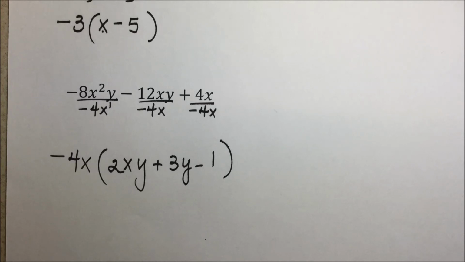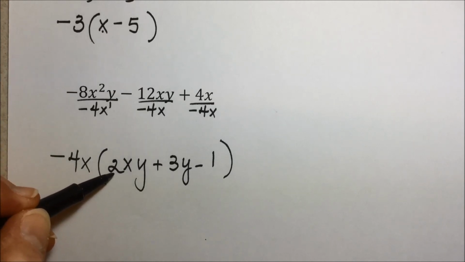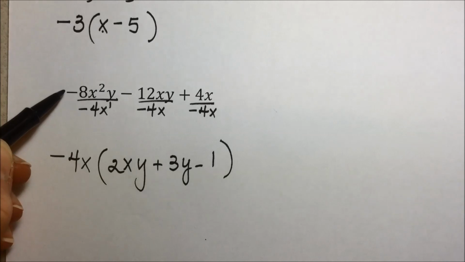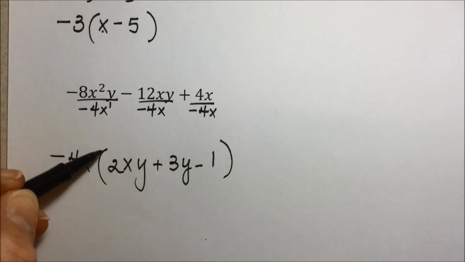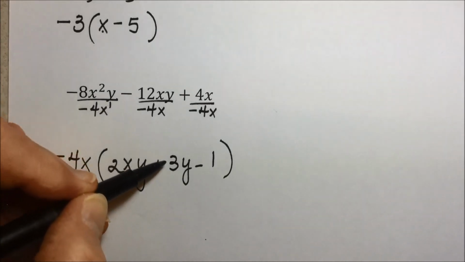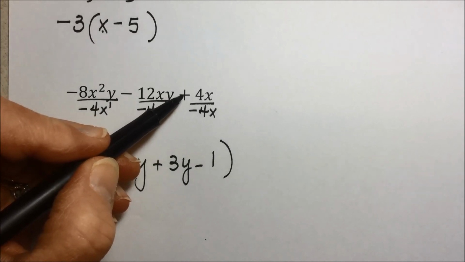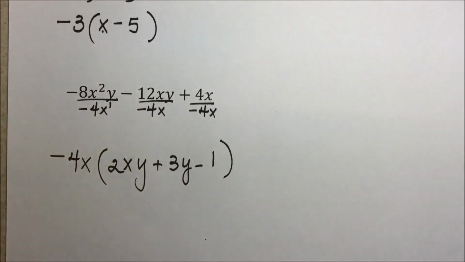And again, just a little note, by factoring out a negative, each one of our reduced terms is the opposite sign of what it originally came in as. The first one was negative, it's now positive, same with the second one, and the third term was a plus, and it's now a negative.